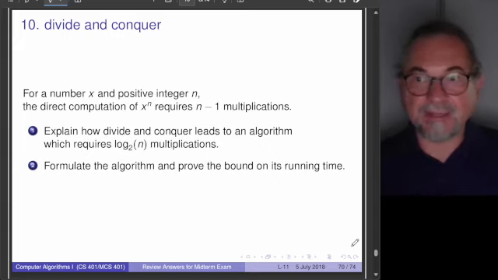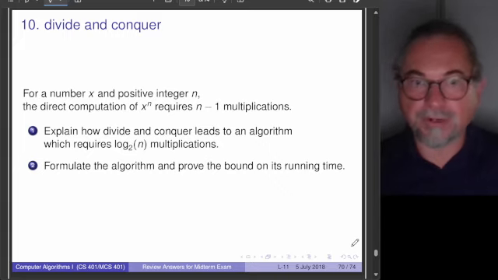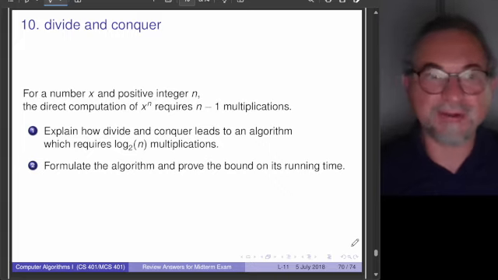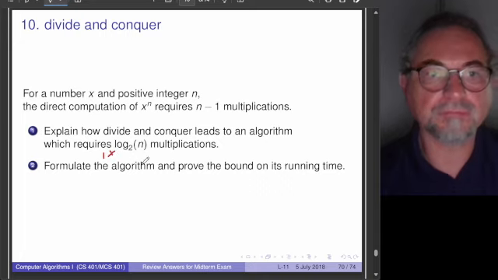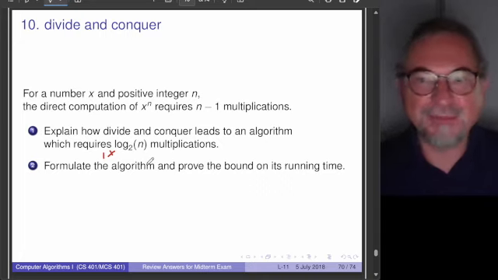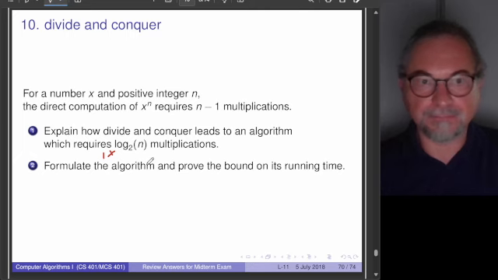Again, with n equals 8, 7 multiplications straightforward, 4 if you do it with divide and conquer. So you can already see, being a little picky, that this should have been 1 plus the logarithm of n. So we understand the questions and we are able to correct them. So formulate the algorithm and actually prove that you indeed have a reduction by divide and conquer from linear time to sublinear time. Good.